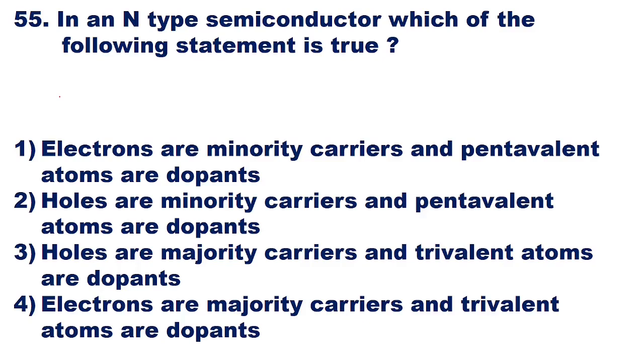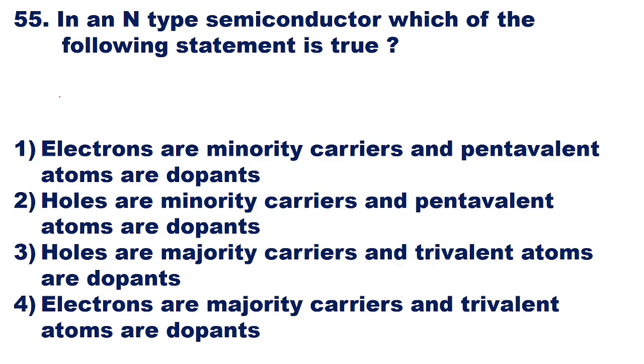So here in this question, in an N-type semiconductor, which of the following statements is true? And the options are: option number 1, electrons are minority carriers and pentavalent atoms are dopants. Option number 2, holes are minority carriers and pentavalent atoms are dopants.